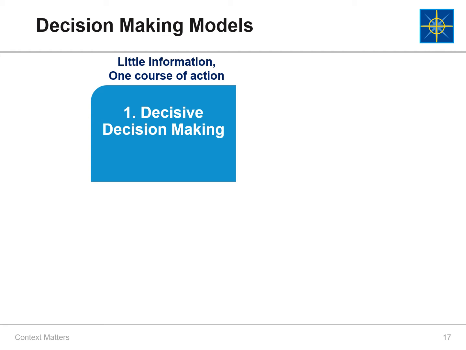First is the decisive decision mode, where there is little information and one course of action. People using the decisive style value action, speed, efficiency, and consistency. Once a plan is in place, they stick to it and move on to the next decision. In dealing with other people, they value honesty, clarity, loyalty, and especially brevity. Time is precious in this mode.